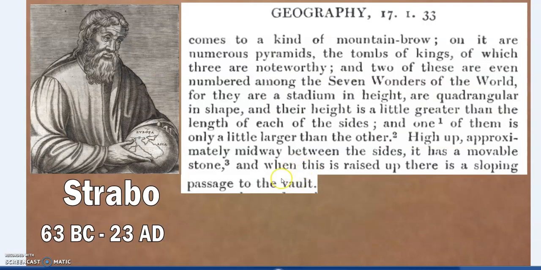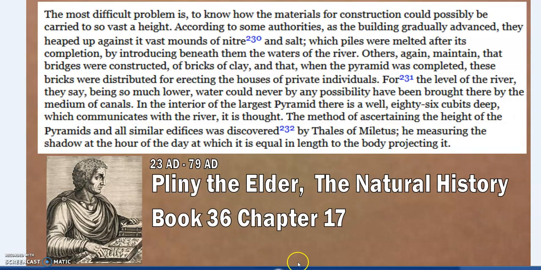Now, for instance, Strabo talks about visiting Egypt and talks about the pyramids, and two of these are even numbered among the seven wonders of the world. That's the Khafre and the Great Pyramid. Talks about their giant height, but then he says, high up, approximately midway between the sides, it has a movable stone, and when this is raised up, there is a sloping passage to the vault. So there is a movable stone that is raised to give access to the inside of a pyramid. This is one example of these ancient writers who spoke of not just the pyramid, but the internal passages and travelling inside them, and giving rather nice descriptions of it.